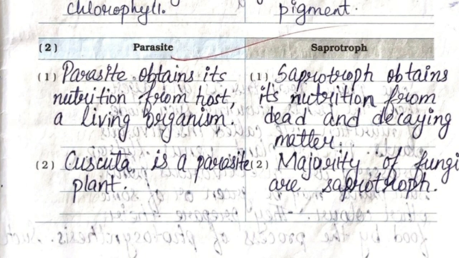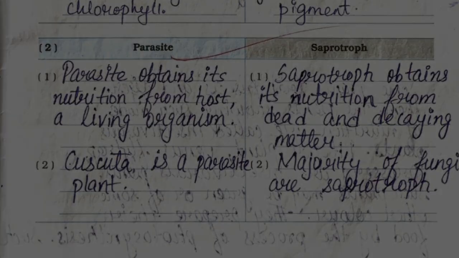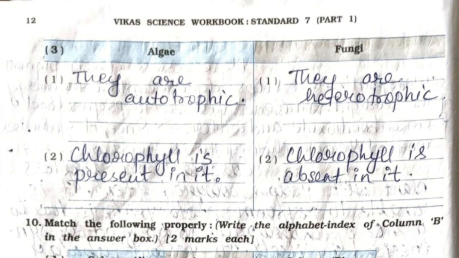Now, the second difference is between parasite and saprotroph. Parasite obtains its nutrition from a host, a living organism, and saprotroph obtains its nutrition from dead and decaying matter. Cuscuta is a parasitic plant and the majority of fungi are saprotrophs. Now, the third difference is between algae and fungi. Algae are autotrophic while fungi are heterotrophic. Chlorophyll is present in algae and chlorophyll is absent in fungi.